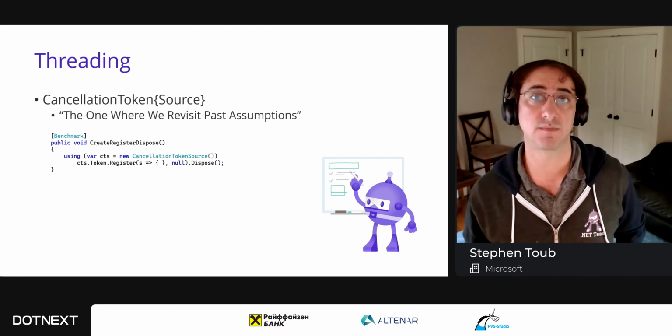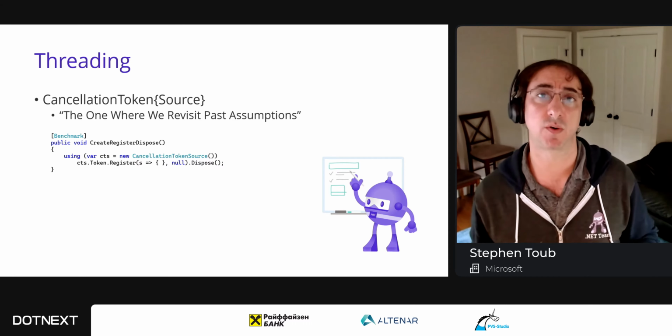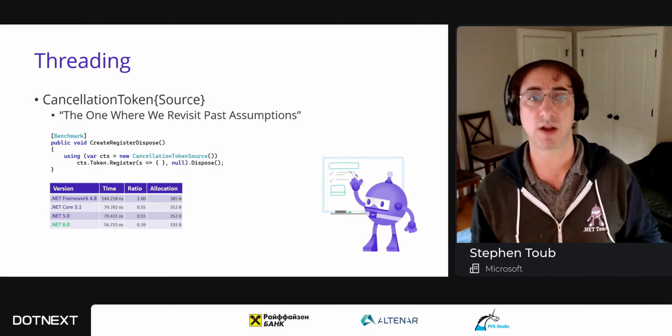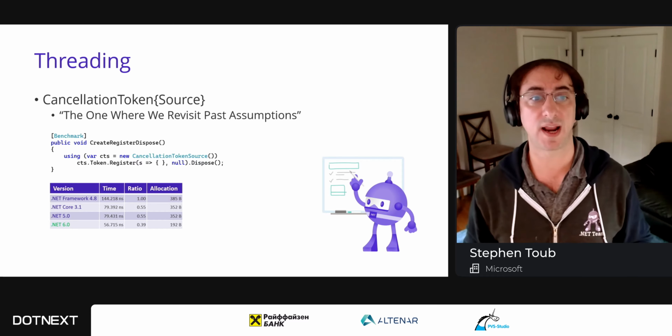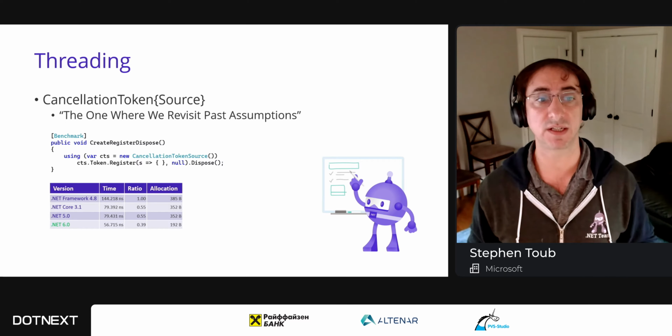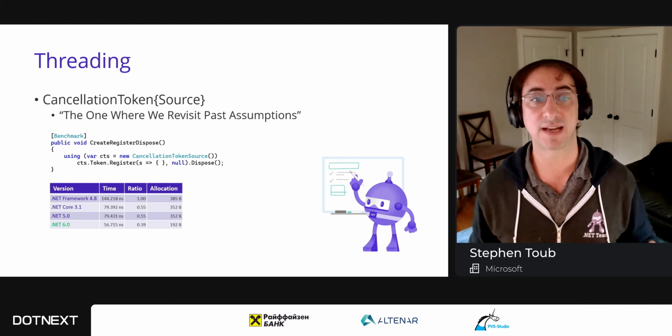And you can see that with a simple benchmark. Here I'm just creating a CancellationTokenSource, registering with it, and unregistering with it. If I look at some numbers from various releases, we can see on .NET Framework 4.8, this was taking about 150 nanoseconds and costing about 400 bytes of allocation. By the time we get to .NET 5, we basically cut that time in half.